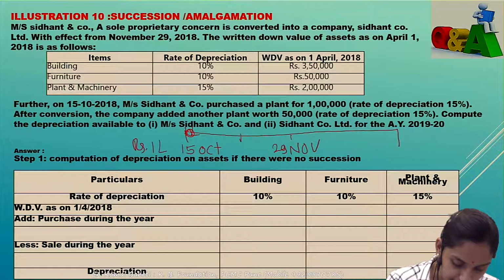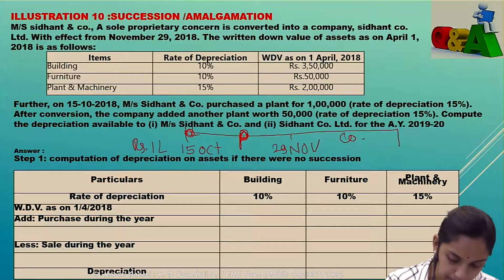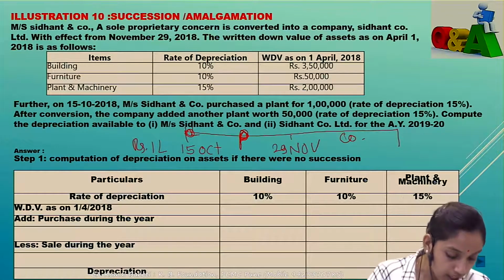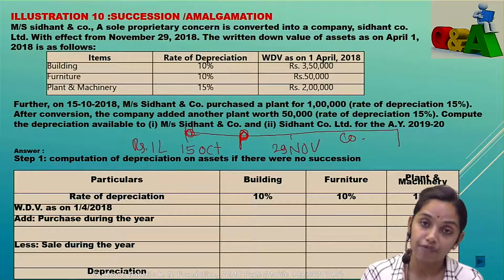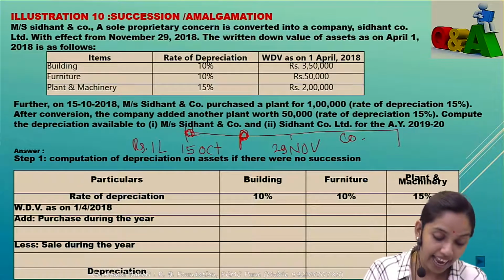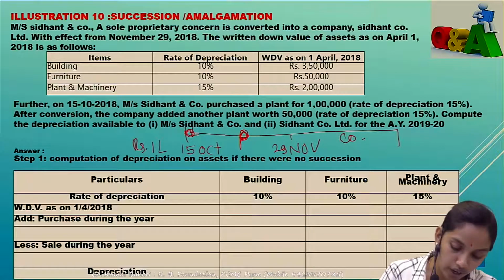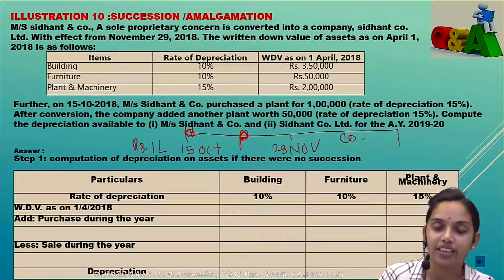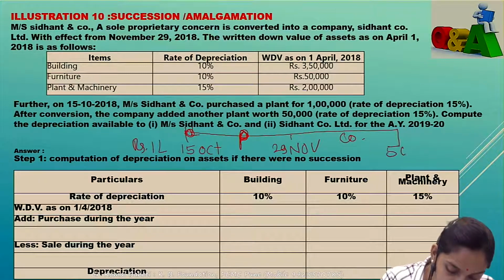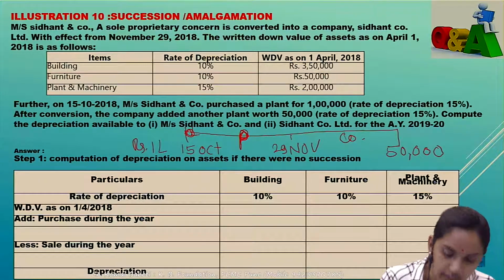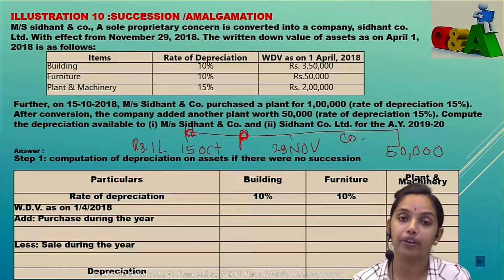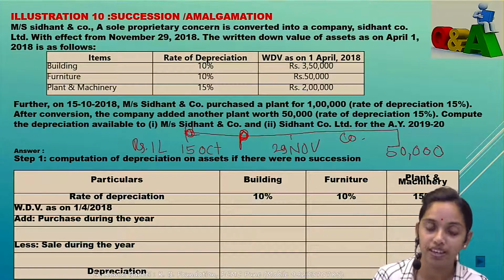Then यहाँ पे क्या था? ये proprietary concern है. Correct? Then it has been converted into the company. After this date, it has been converted into the company. After the conversion, जो नई company बनी है, he had purchased another plant worth 50,000. Compute the depreciation available to both of them. After the succession, date has not been given, but after 29th of November, he had purchased and put to use the plant.